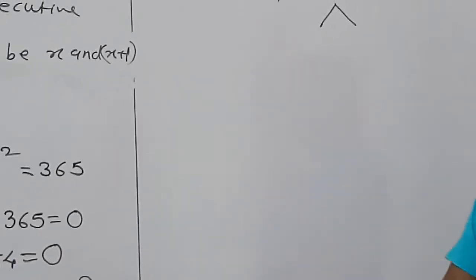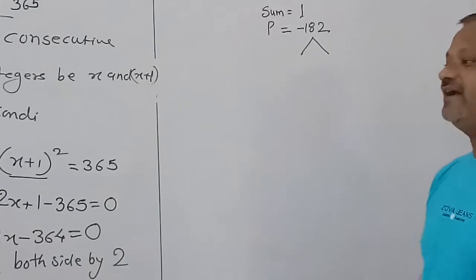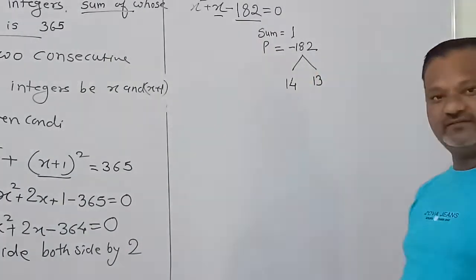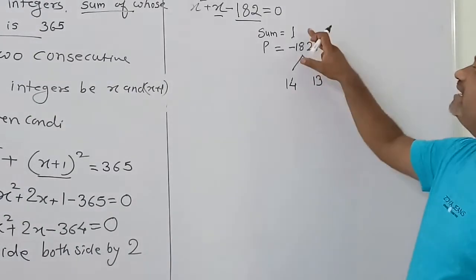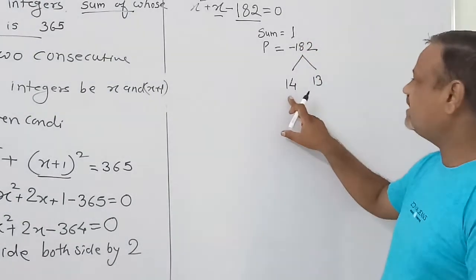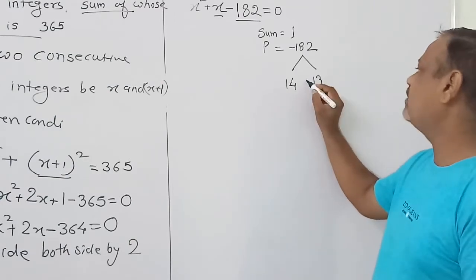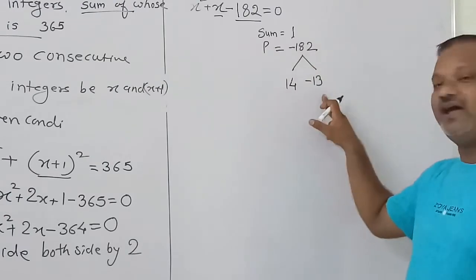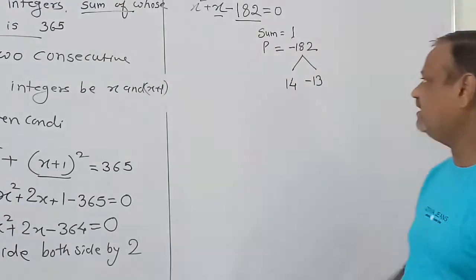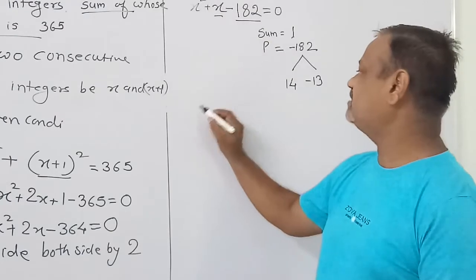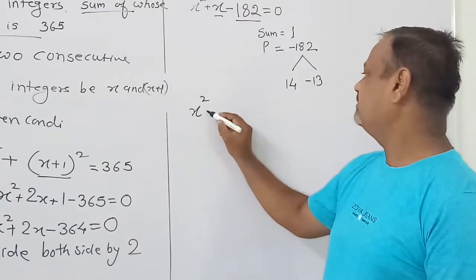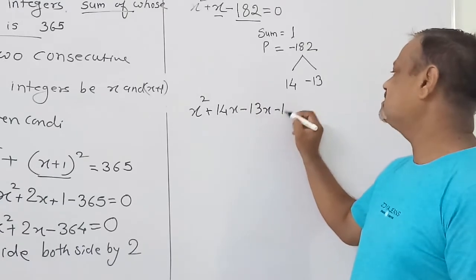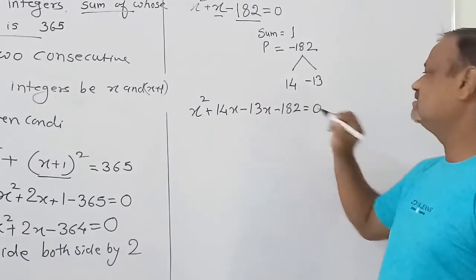Now we find the factors of 182. The factors are 14 and 13. These are the two factors, 14 and 13. Now we want plus 1, so naturally the greater number is positive and the smaller one is negative, because we need the product to be minus, so one will be positive and the other negative. Therefore we write this equation as x square plus 14x minus 13x minus 182 equals 0.